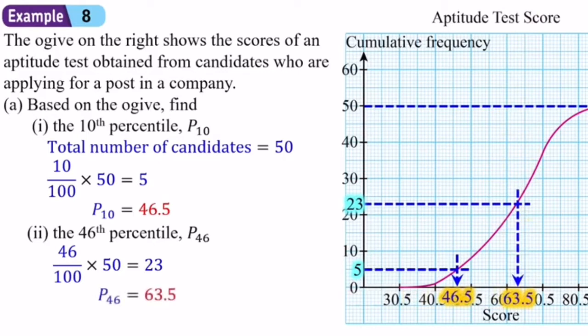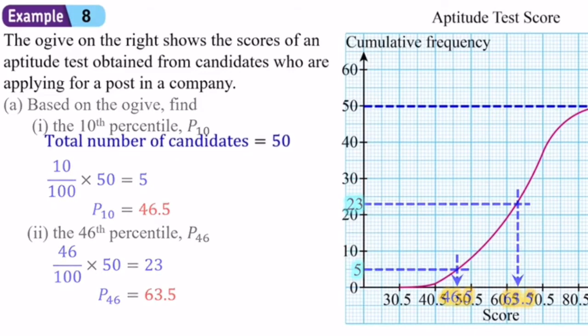So when you see percentile, you can assume that you are using the concept of percent times the total cumulative frequency, and you find out where that cumulative frequency is before you draw the horizontal line until it intersects the Ogive, and then you draw a vertical line down to the horizontal axis and read the score. Alright, so that is how you find the percentile.